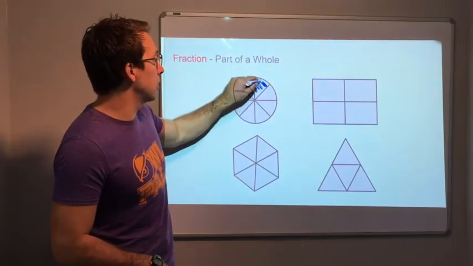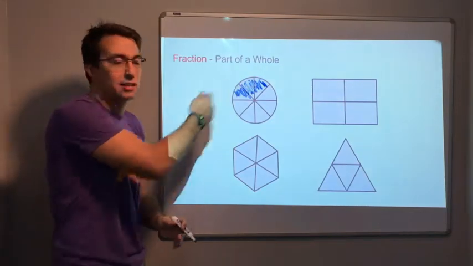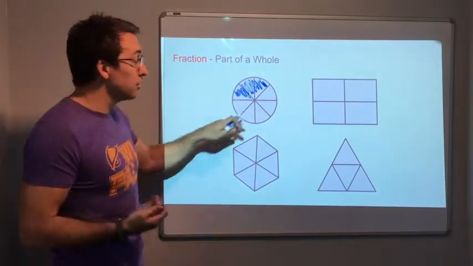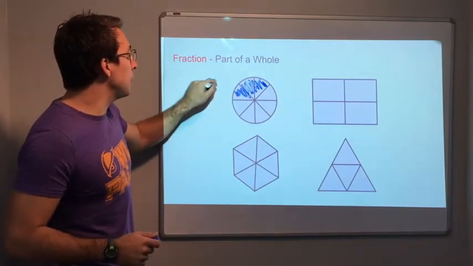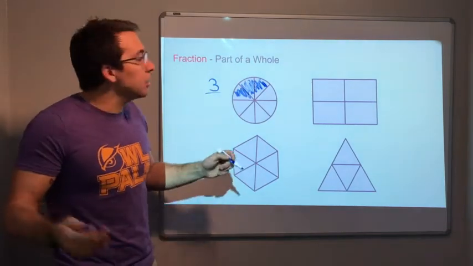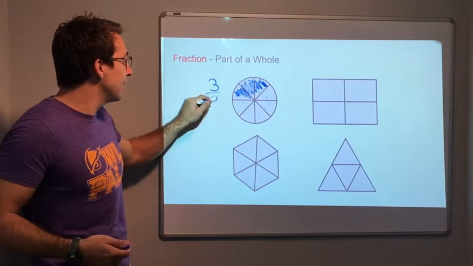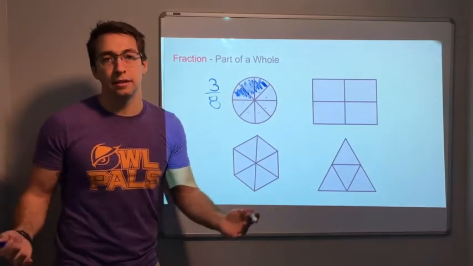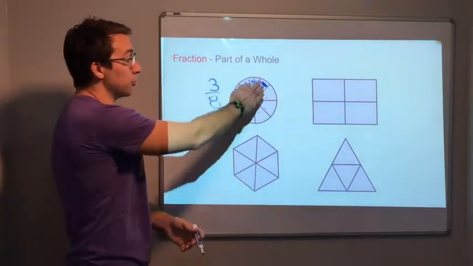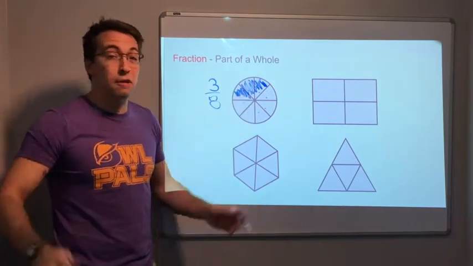three triangles of this, three pieces, three slices of this whole pizza, this whole circle. We have three out of, how many pieces are there? 1, 2, 3, 4, 5, 6, 7, 8. We have 3 out of 8. So that is a fraction. We have 3 out of a potential 8 pieces.